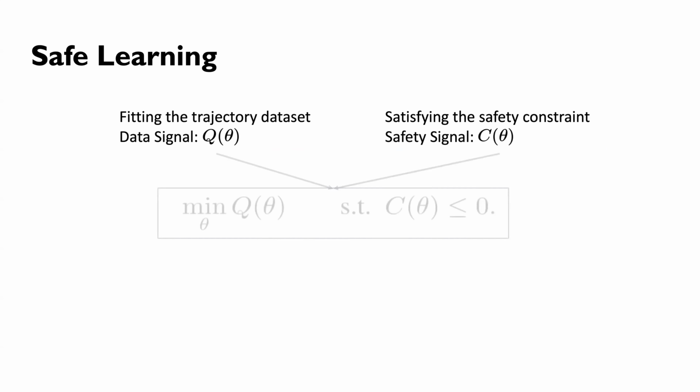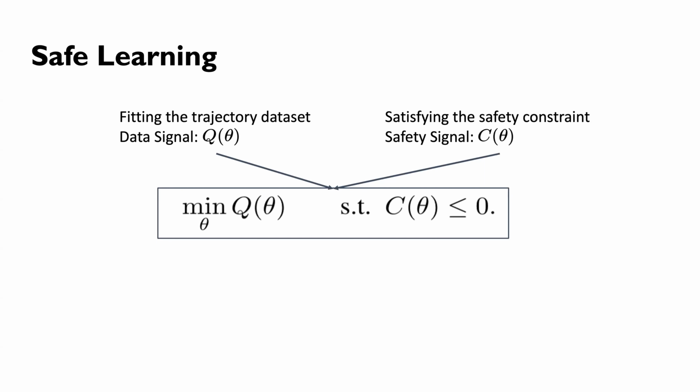Okay, so then you can pose this problem as a constrained optimization problem. You are trying to find parameters theta such that this trajectory data set is being properly fit, and so you have a signal Q of theta that is capturing this. But then you also have a constraint, which is this safety signal, C of theta, and we want that to be less than or equal to 0. If you have a Boolean constraint, you could convert that into a quantitative form like this.